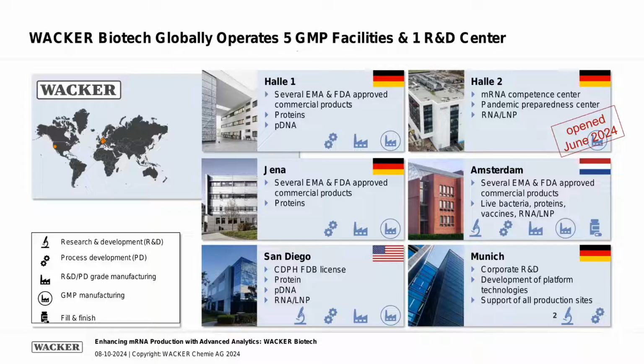And in Munich, where I am based, is the corporate R&D center. Here, 7 different research groups are working on the development of novel technologies for the production of plasmid DNA, mRNA, and lipid nanoparticles. My group, for example, works on the development of downstream processes for both plasmid DNA and mRNA.